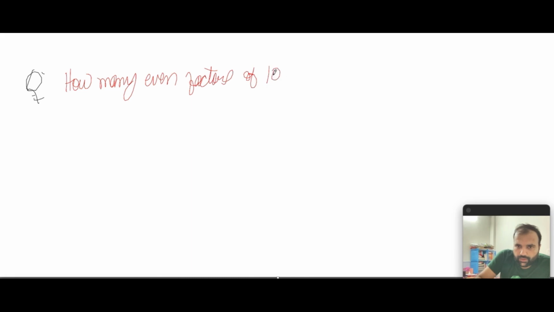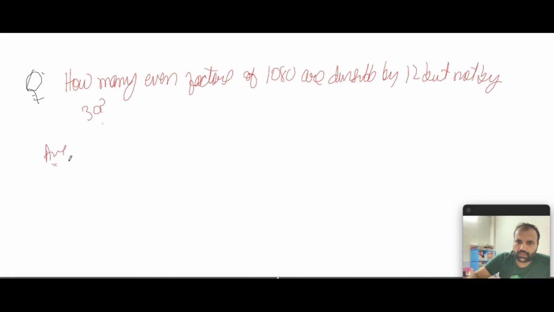How many even factors of 1080 are divisible by 12, but not by 30? Just try to see what you can derive.